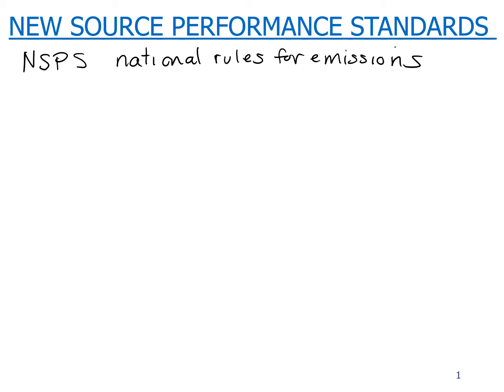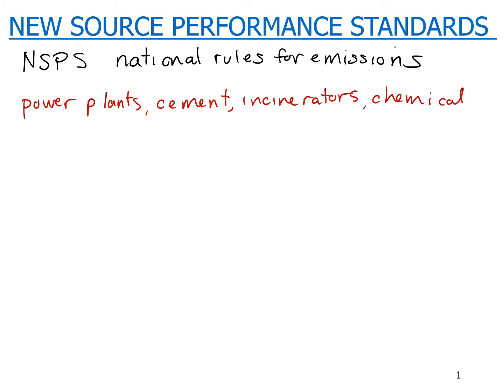One type of regulation is what's called the New Source Performance Standards, or the NSPS. These are national rules for emissions. They apply to things like power plants, cement plants, incinerators, chemical plants, oil refineries, etc.